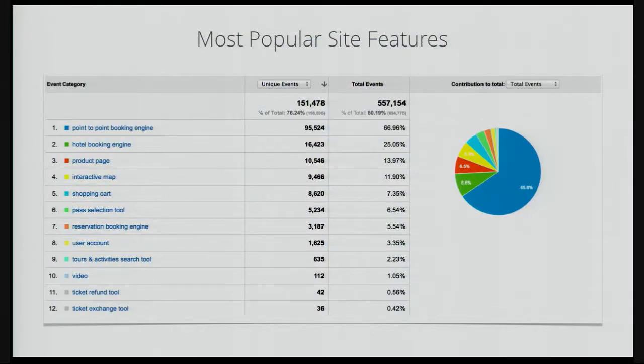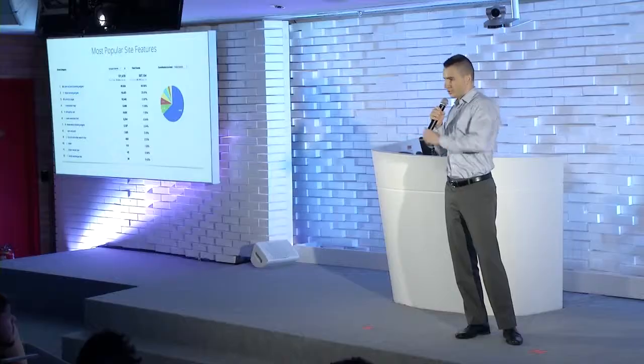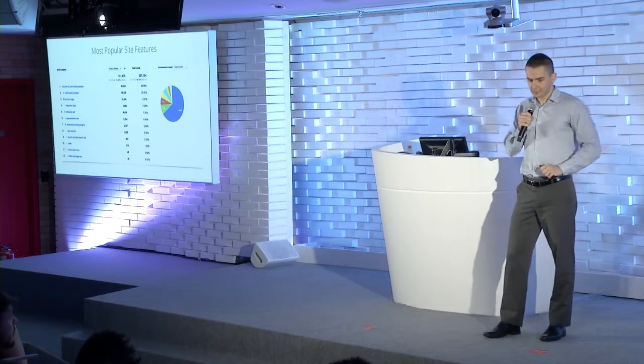And we can answer the question I was asking in the beginning: what are users doing on the site during their visits? We can see 67% of the users are going to the point-to-point ticket booking engine. 25% of the users are going to book hotels. 15% of the users are going to the product pages. So you can see the relative usage of the features of the site. Very, very insightful, I think.